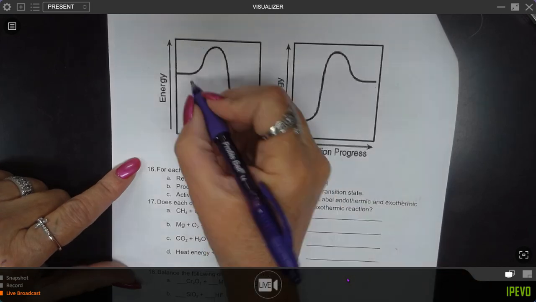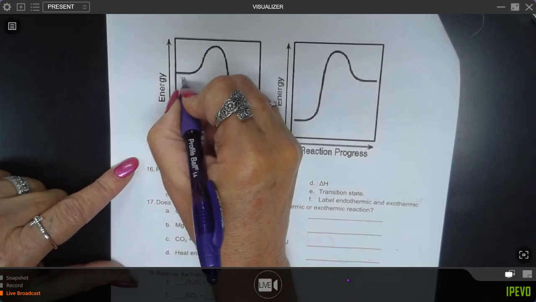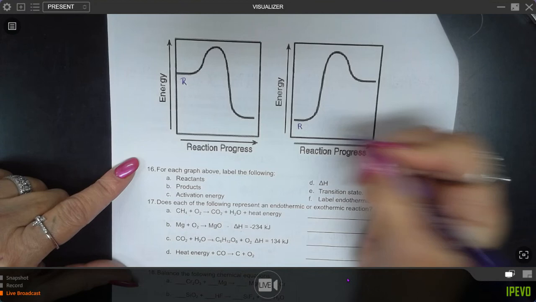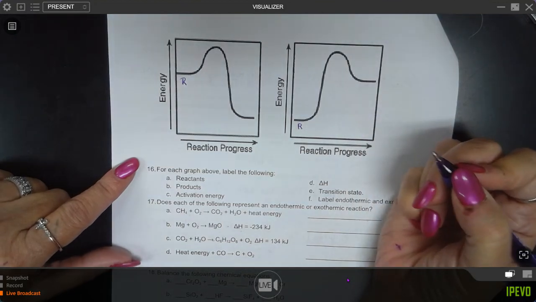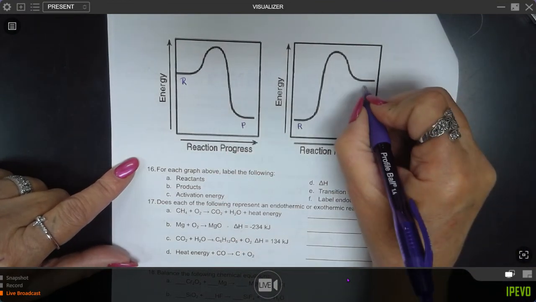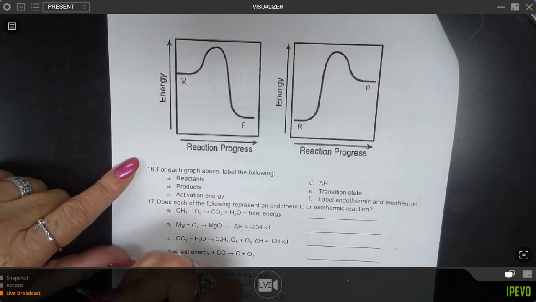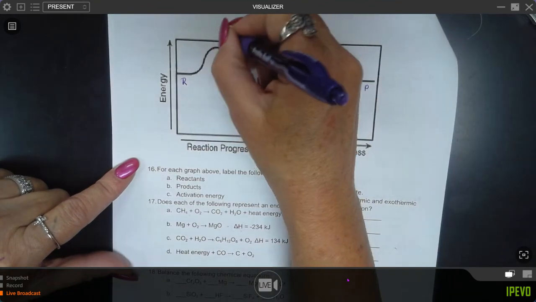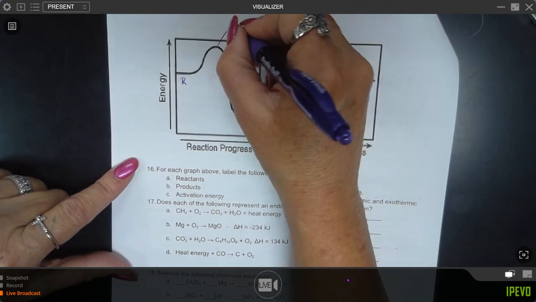Which we know reactants always are at the beginning of the reaction, so they're always on the left. Products are always on the right, okay? This peak at the top is our transition state.